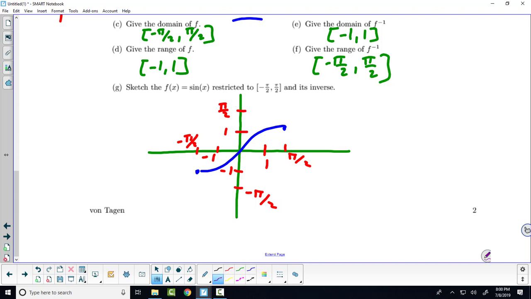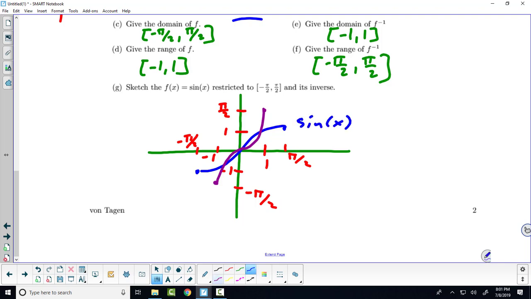Well, its domain, what's its smallest domain value? -1, and when we input a -1, it outputs a -π/2. The arc sine of -1 is -π/2. And when we input a 1, it outputs a π/2, and we get something like this for the inverse sine. So this is the sine of x.